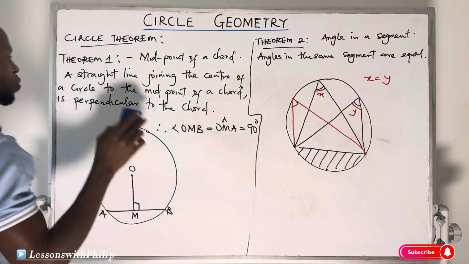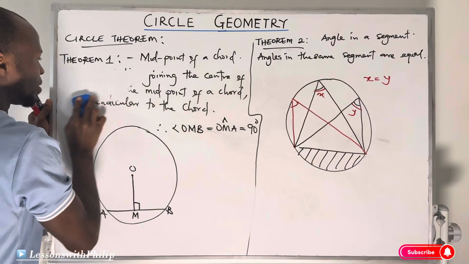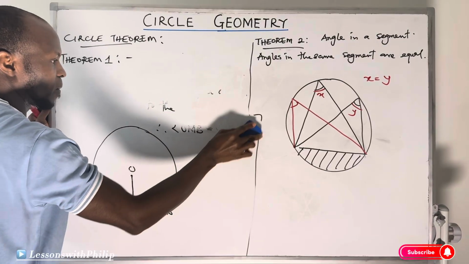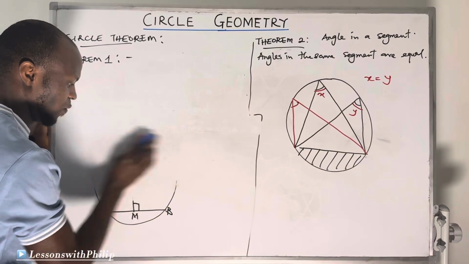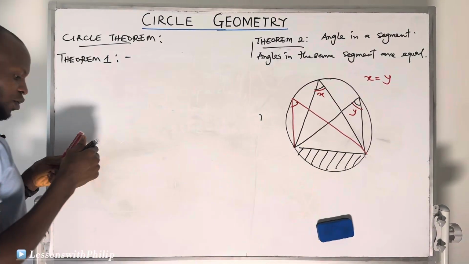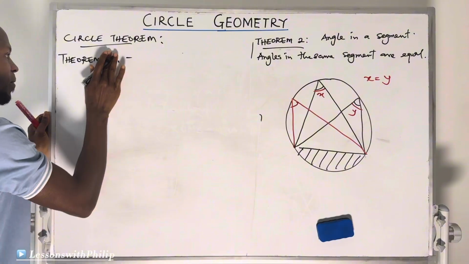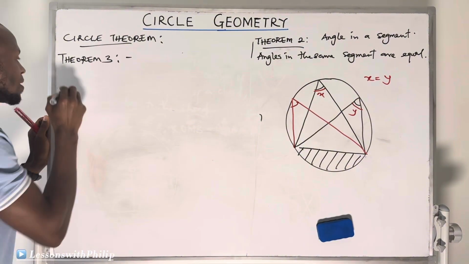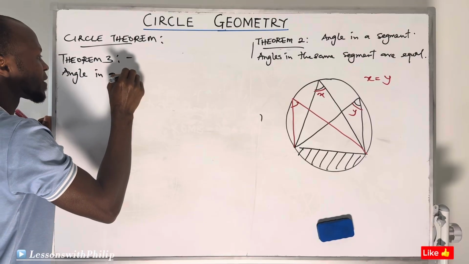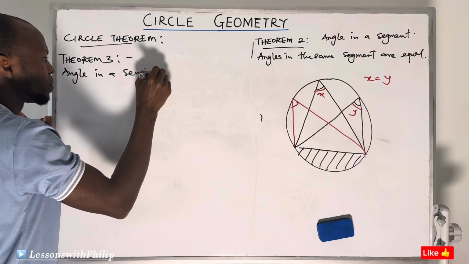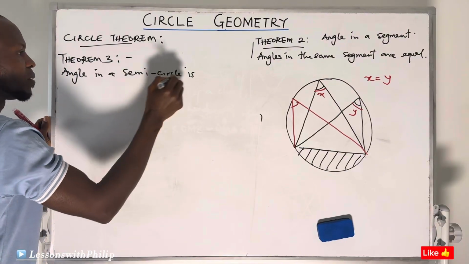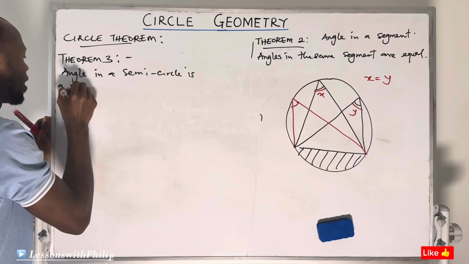Now, let's go to theorem 3. Okay? We're getting there. All right. Theorem 3 says angle in a semicircle is a right angle.